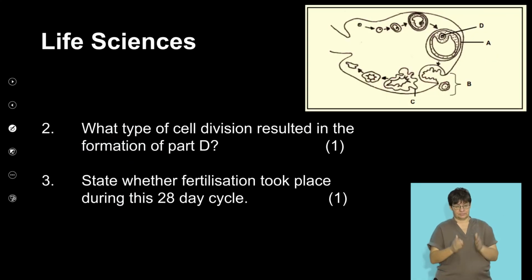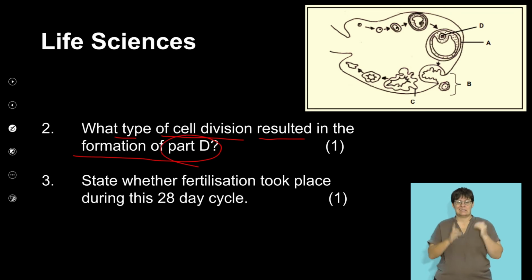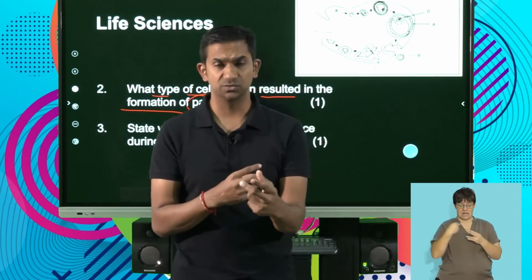Great stuff. Let's look at the next part of this question. What type of cell division resulted in the formation of part D? Guys, again, we're linking this to meiosis and hormones, which is the endocrine.